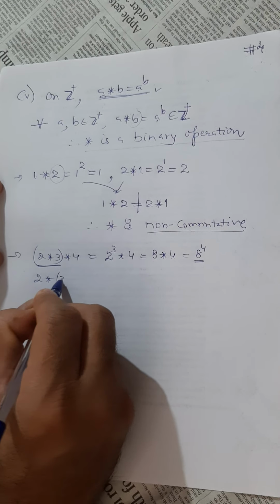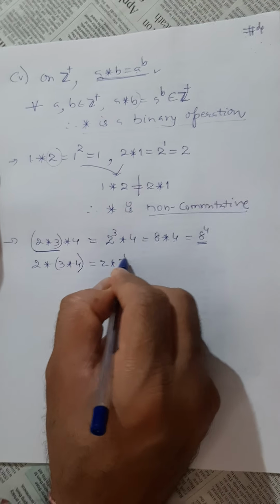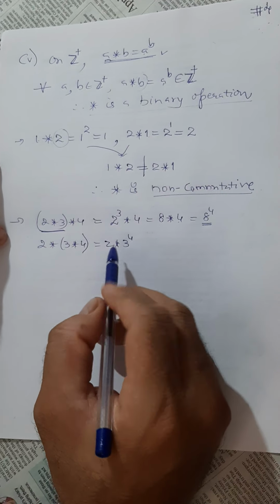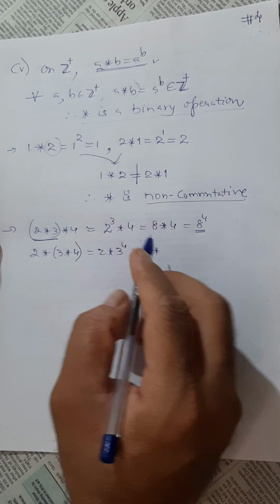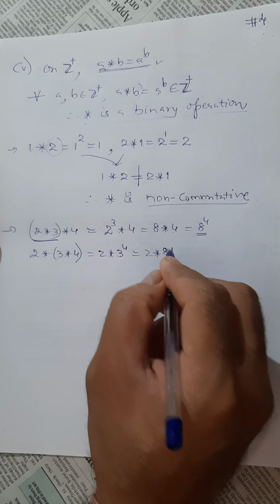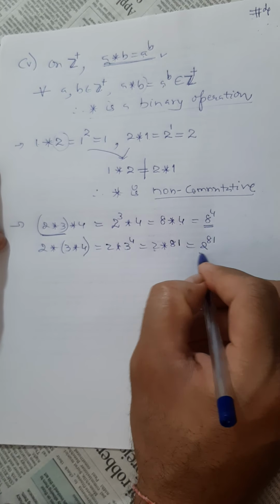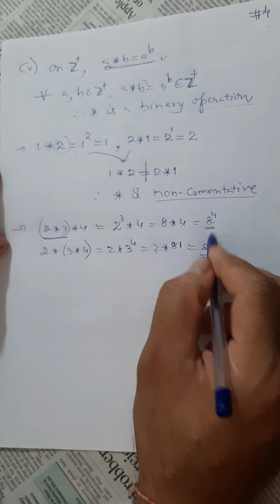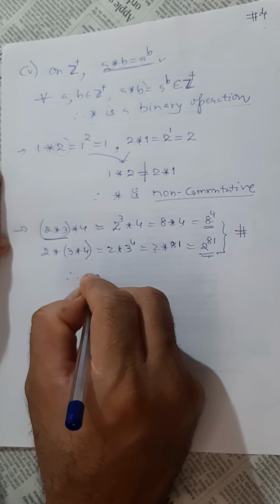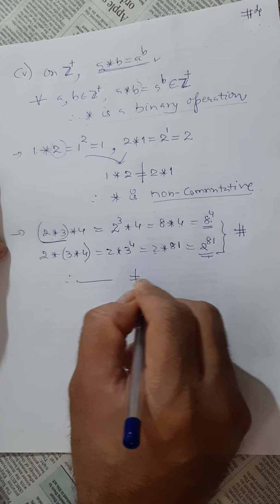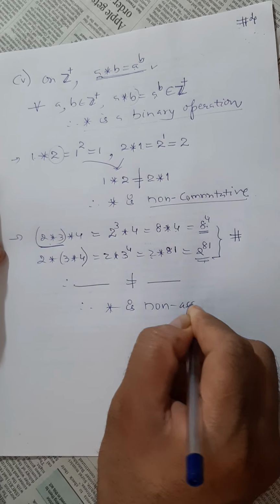Go to 2 star (3 star 4). 2 star as it is. What is 3 star 4? 3 raised to 4, which is 81. So what is 2 star 81? That is 2 raised to 81. You see these two numbers are obviously different. 8 raised to 4 is not the same as 2 raised to 81. So therefore this is not equal to this, and therefore here asterisk is non-associative.